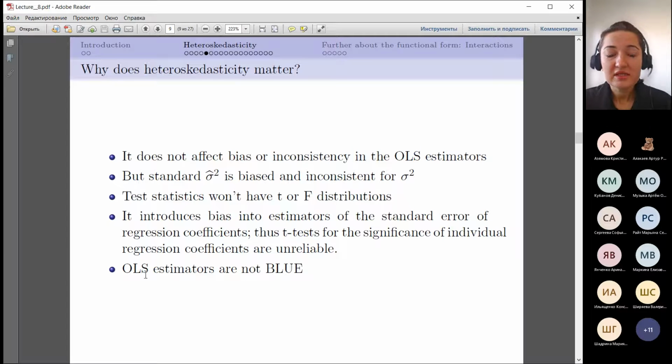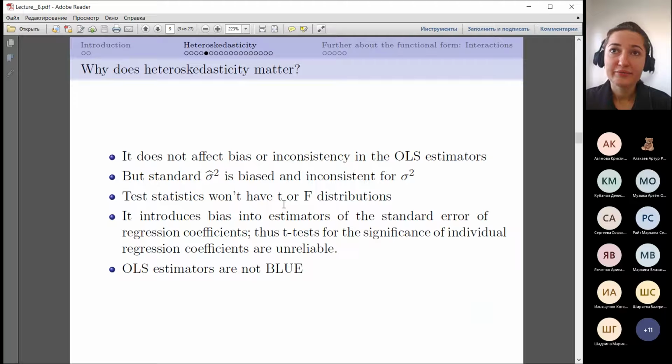And because of this, generally speaking, all our estimates are not BLUE. And also we will have some problem with our t statistic and F distribution, so we can check the significance of our model in general, and we cannot check the significance of partial effects of our coefficients.